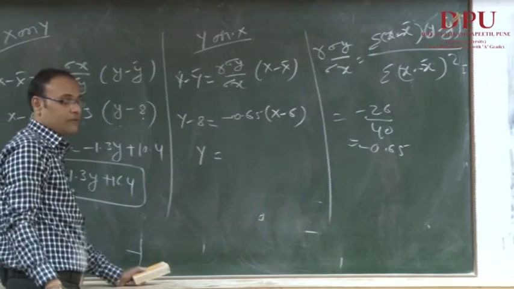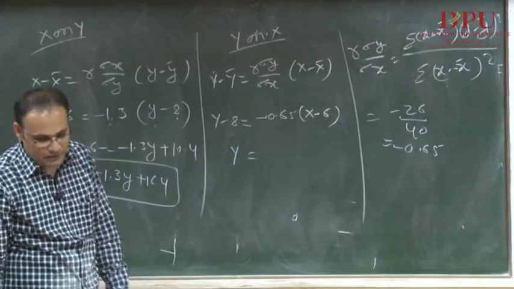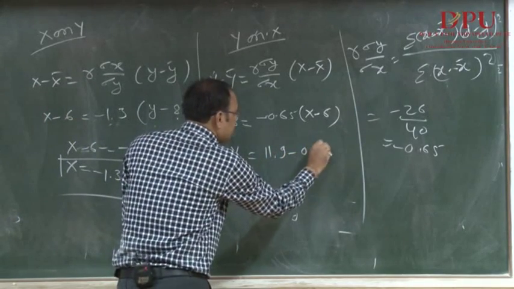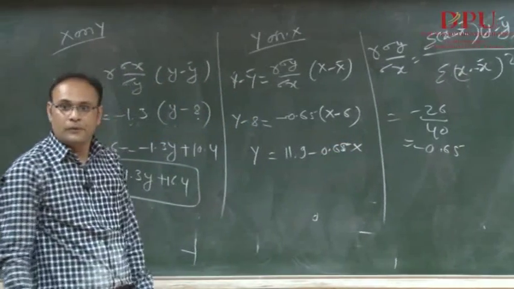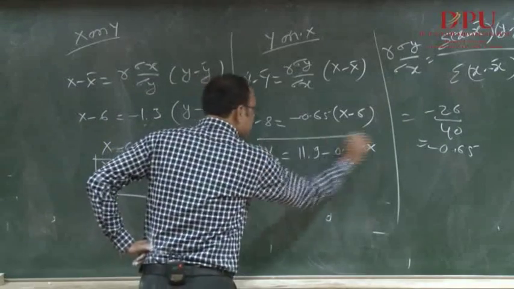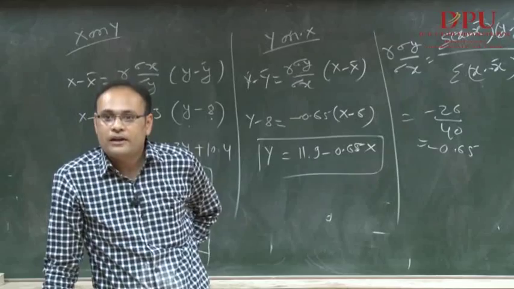So the final equation will become y equals 11.9 minus 0.65x, right? So this is my equation, and these are the two equations of the lines of regression. That was a question. All right.